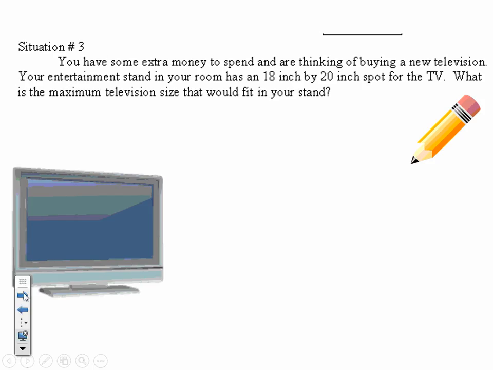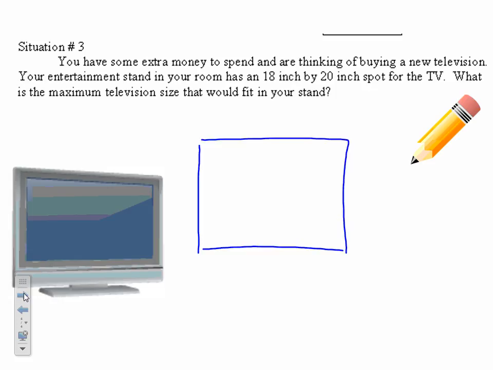Okay? Let's do the third example. This one comes from a personal experience you could ask me about later. If you have some extra money to spend and we're going to buy a new television, and let's say you have one of those entertainment stands that has a pre-cut opening. Personal story. Okay? Entertainment center opening. Let's say this is your stand. That's where your TV goes. Over here are some shelves, maybe a little door action down there, and some doors that open up. You can store your DVDs and stuff. And we have an 18 by 20-inch spot for the TV.